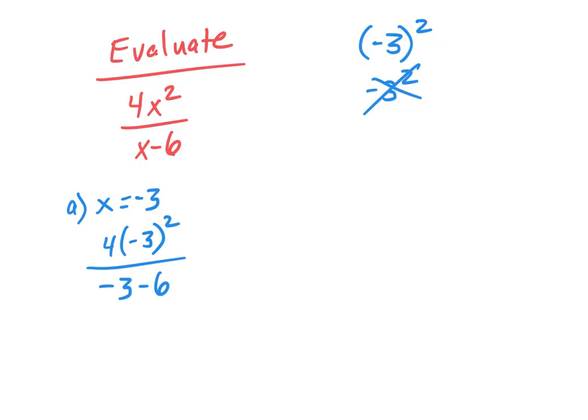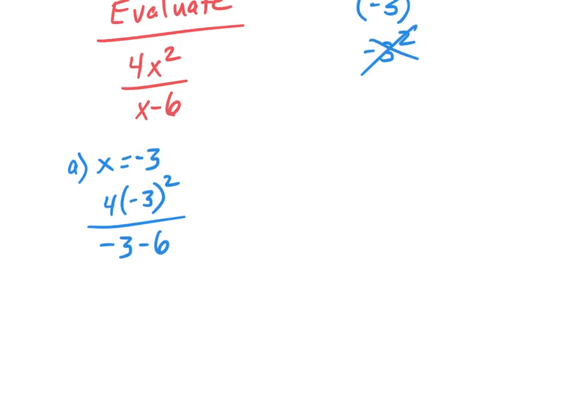Especially know how to put this into your calculator, because that's really the big thing, is how do we put this in, okay? All right, so now let's simplify it. Now we're going back to the order of operations, which we did earlier. What would be step 1? Square the -3, exponents, right? So we're going to go 4 times 9.